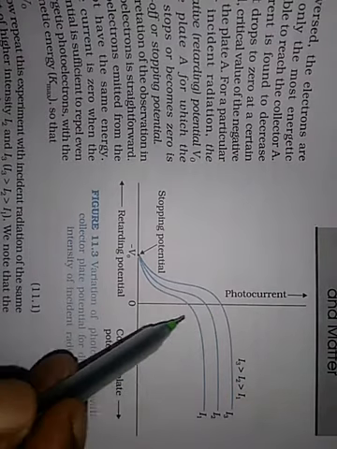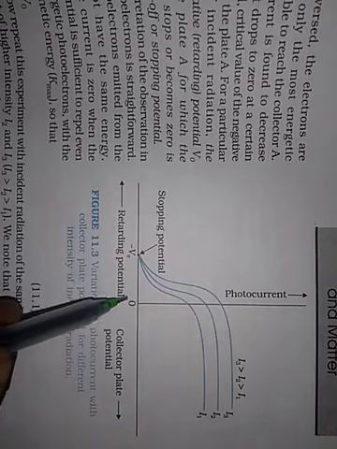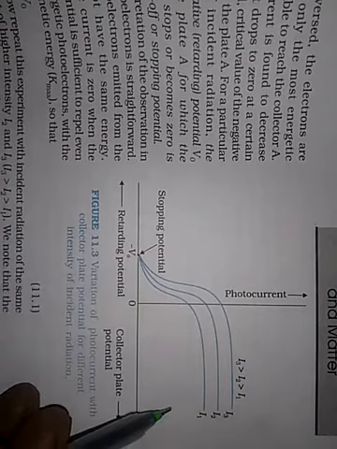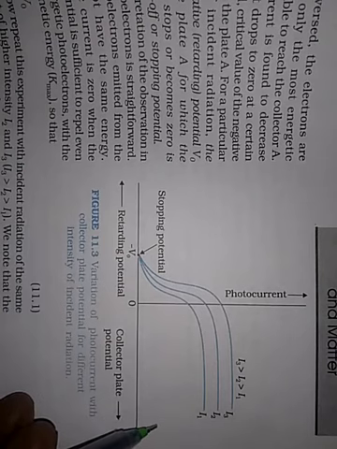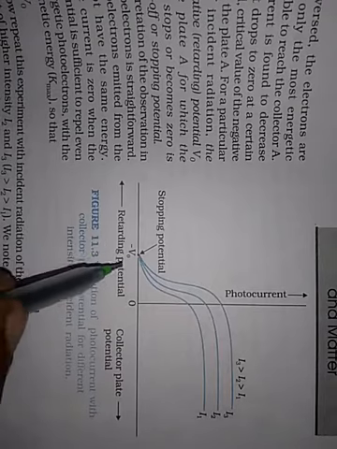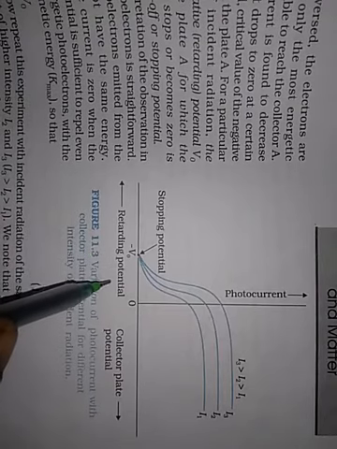Now suppose we reverse bias the anode and cathode, that is, the anode is given a negative and the cathode is given a positive. So we are supplying a negative voltage, or retarding potential.